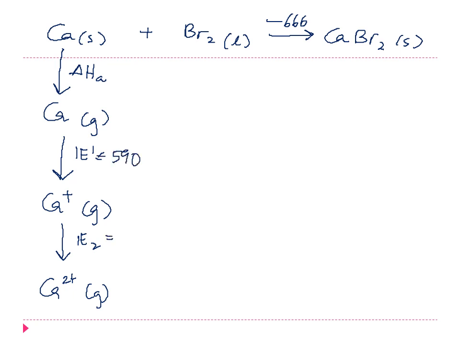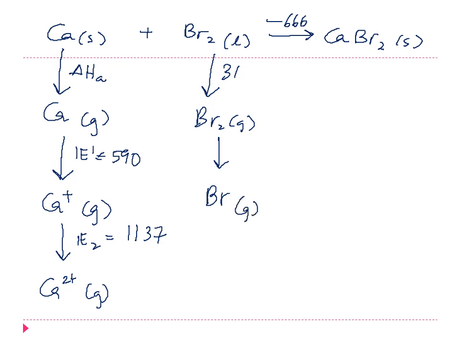So this one would be 590, and then this one is 1137 kilojoules per mole. And then Br2 here is going to use the enthalpy of vaporization, which is 31 kilojoules per mole. It becomes Br2 gas. And then for this one, we want to make Br atom, but can you see that in the molecule there are 2 atoms? But here we must do 1 atom.